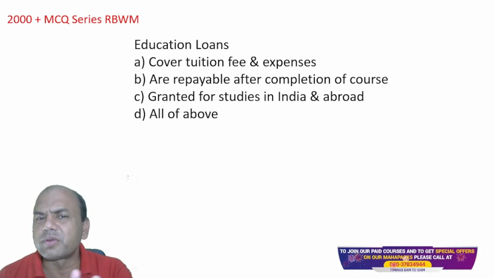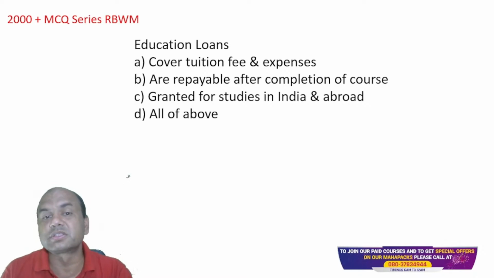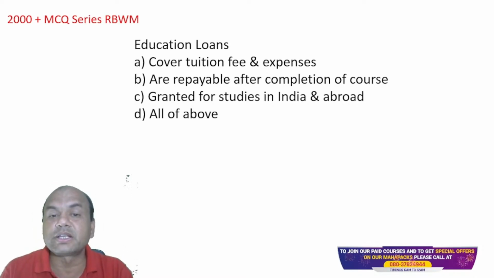Now a bit difficult one. Earlier ones were simple. Now difficult one. Education loans, they cover what? Tuition fees and expenses, are repayable after completion of the course, granted for studies in India and abroad, and all of the above. Now see here, B is correct, C is correct.